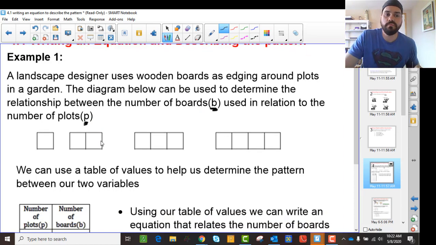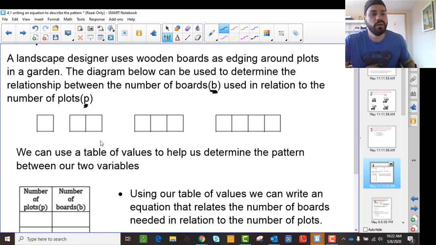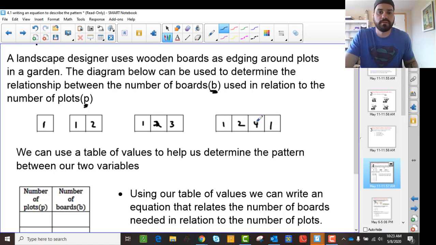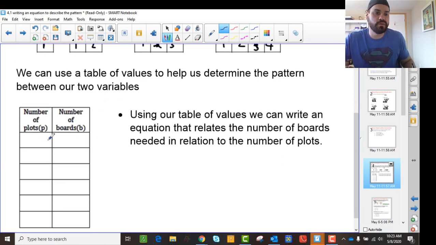Okay, and so the first thing we're going to do is use that table of values by saying here's one plot. Here's 2 plots, 1, 2. Then there are 3 plots, 1, 2, 3, and then finally 1, 2, 3, 4. So the number of plots goes like this. There's 1, then there's 2, then there's 3, then there's 4. Okay.